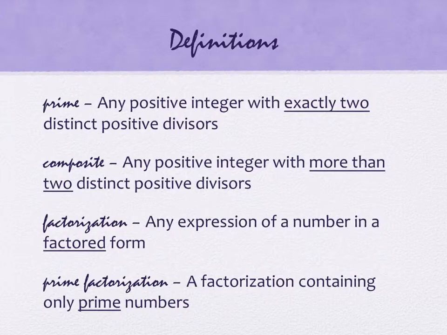All right, prime. So a prime number is any positive integer with exactly two distinct positive divisors, namely itself and 1. A composite number is any positive integer with more than two distinct positive divisors. So it automatically has the numbers 1 and itself, but it has more than that. For example, the number 6 has 1 and 6, but it also happens to have 2 and 3.